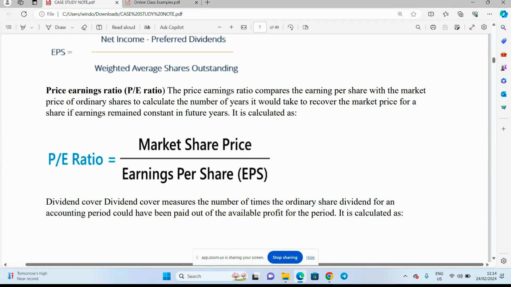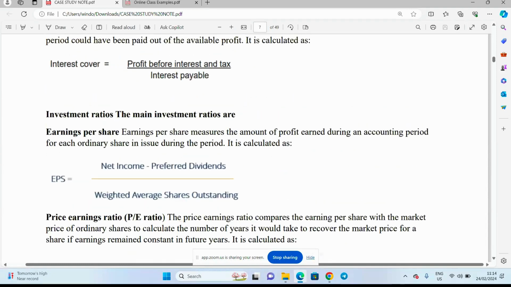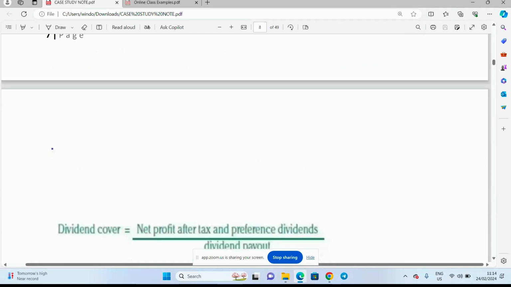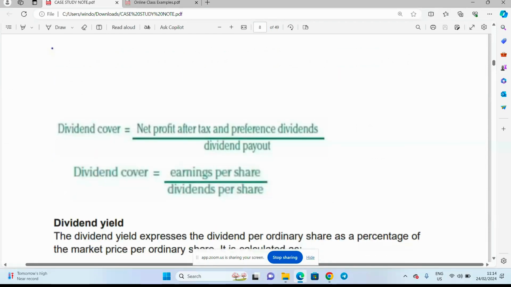Then the next one is price earnings ratio. All these ones are under investment ratio. That's market share price divided by what? Earnings per share. So the strategy you are going to adopt for this, then we have dividend cover. Dividend cover has to do with all your profit you are making.